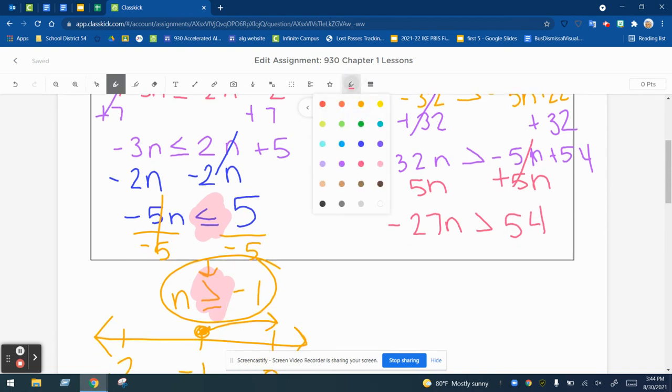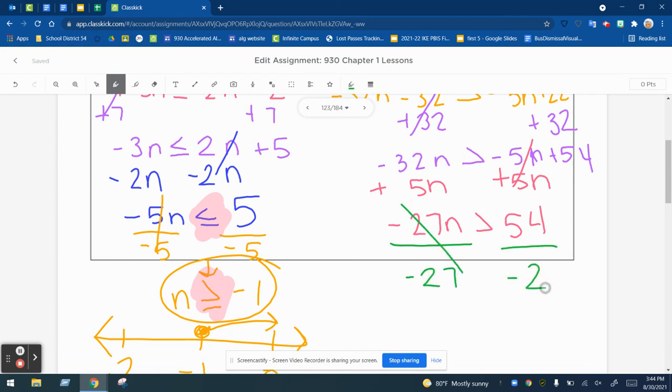Okay, last step. Let's divide by negative 27. That tells me right there I need to flip my symbol because I divided by a negative. So my symbol flips, my inequality, and I have n is less than negative 2.